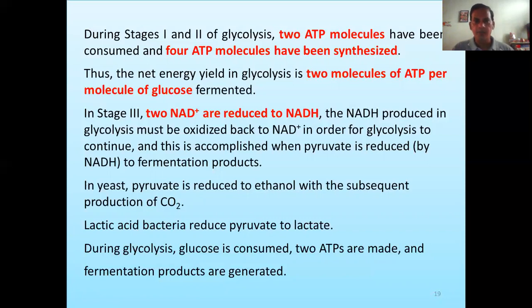So during glycolysis, glucose is consumed and 2 ATP are made, and the fermentation products are also generated. Although these fermentation products are of no use to the microorganism, they are interesting for the brewing industries and for the dairy.